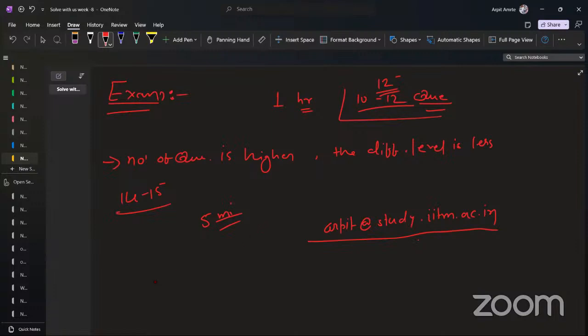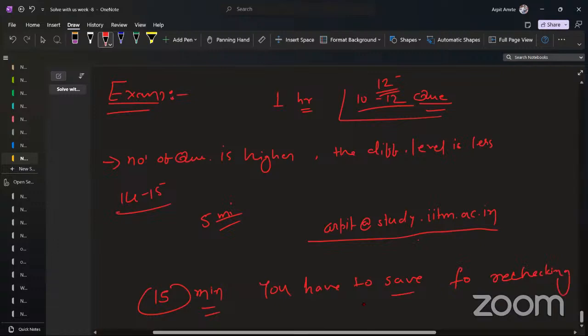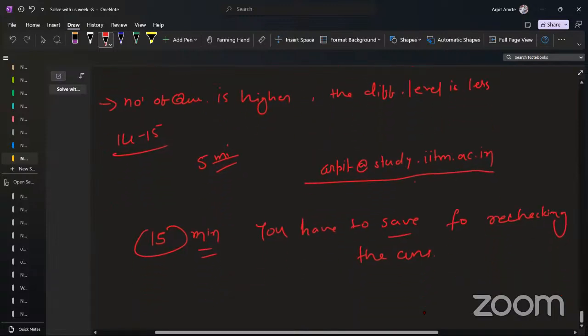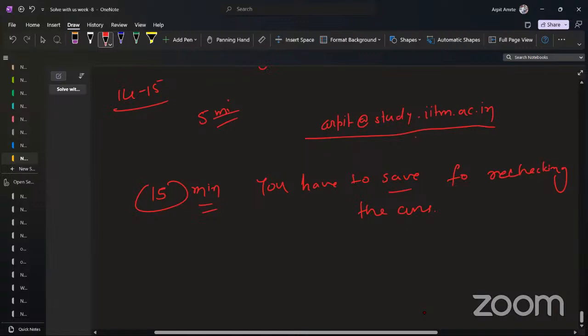Because for the last 15 minutes, you have to save time for rechecking your answers. Sometimes what will happen? We have seen that the question paper is very easy, so I am committing some small mistakes. Suppose I have done a plus in place of a minus, so the answer will change, especially in the NAT type of question. So my suggestion is that for the last 15 minutes, or at least if someone is not able to give 15 minutes, give 5 to 10 minutes. In the last 5 to 10 minutes, just go and check whether whatever answer you have written, whatever answer you have picked, is correct or not.